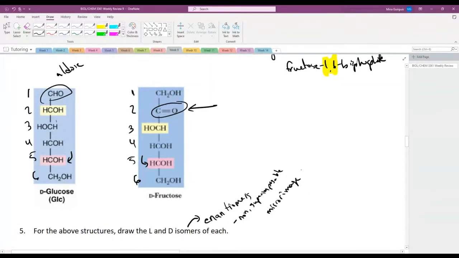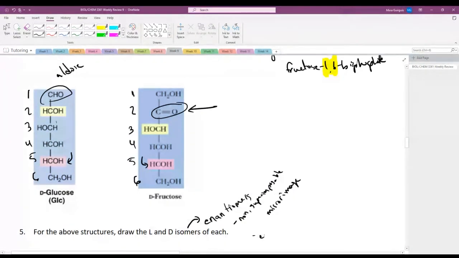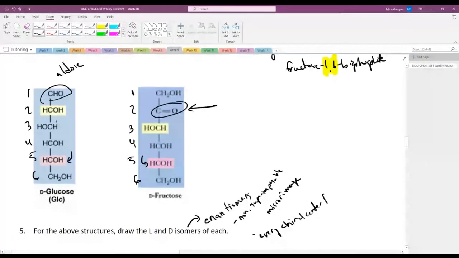Okay, what does that mean? That's a lot of words. The way that I think of it and how I memorized it is every chiral center flips. So again, what does that mean? I'm going to come up here and use D-glucose as an example. We go to the last carbon. Carbon number 6 is not chiral because it's got 2 hydrogens attached to it. Therefore, it doesn't have chirality, right? Because to be chiral, you have to have 4 unique substituents.